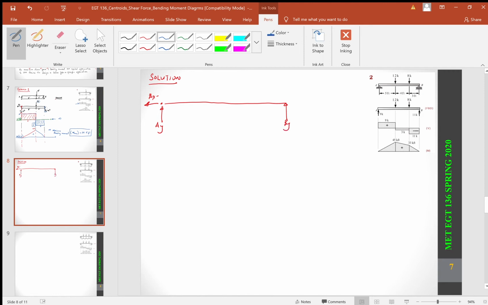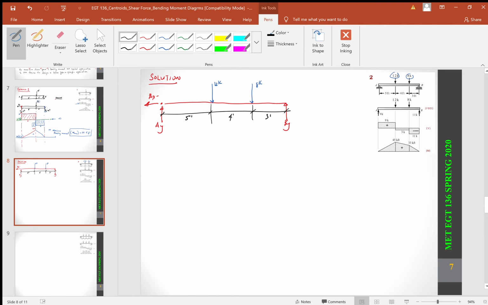And then we have our two forces acting down. This is 12K. This is 8K, okay? And then we have a span, looking at 5 feet, okay? 4 feet, and then 3 feet, okay?